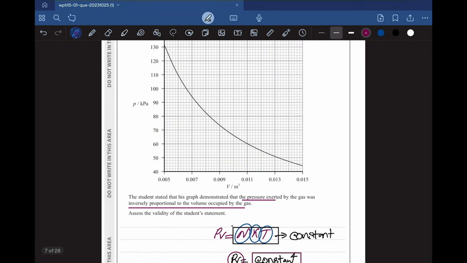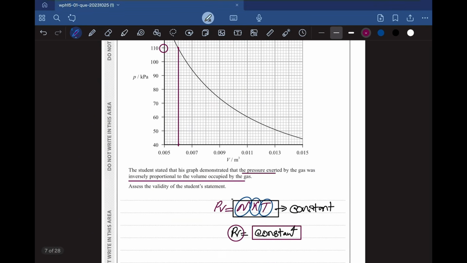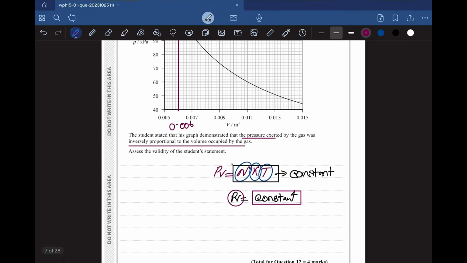Okay, let's take. Now if I take the P value as 110, let's see what is the corresponding x value. Now the corresponding x value right here is basically 0.006, right? It is 0.006. So we can multiply both of them. When pressure is 110, the volume is 0.006. So the value that comes is 660 pascal meter cubed.